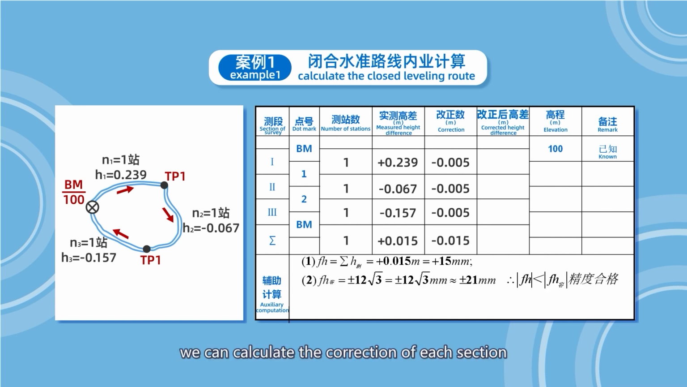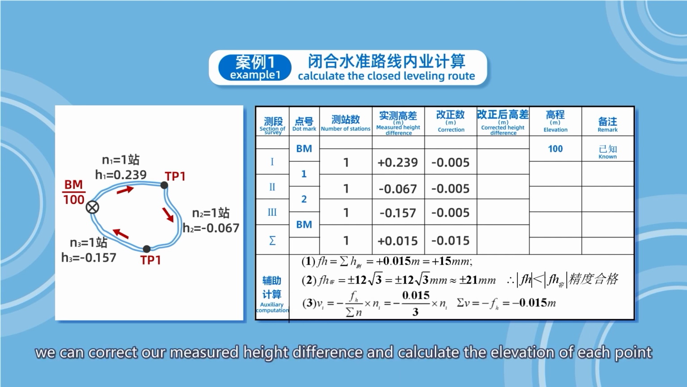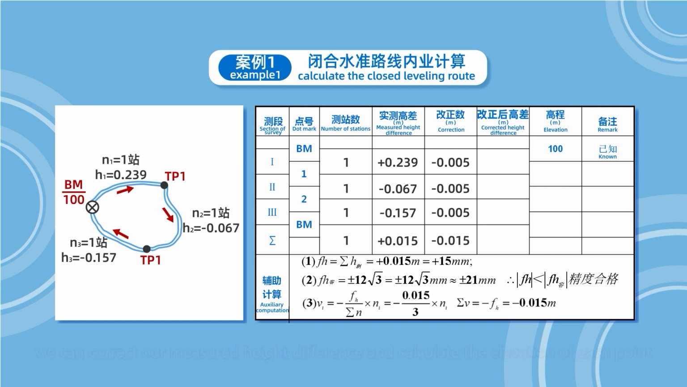Next, we can calculate the correction of each section. After entering the correction formula, we get the correction of each section is minus 5 mm. The sum of the 3 corrections is just the same as our closed difference, but the sign is opposite. Finally, we can correct our measured height difference and calculate the elevation of each point.